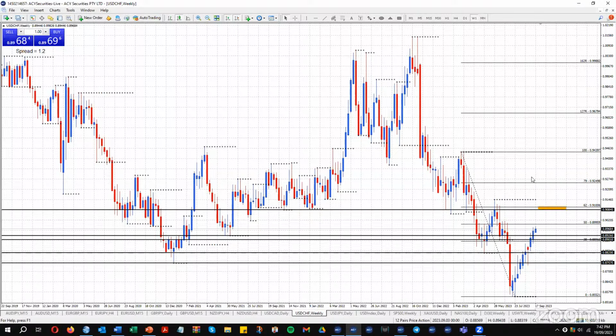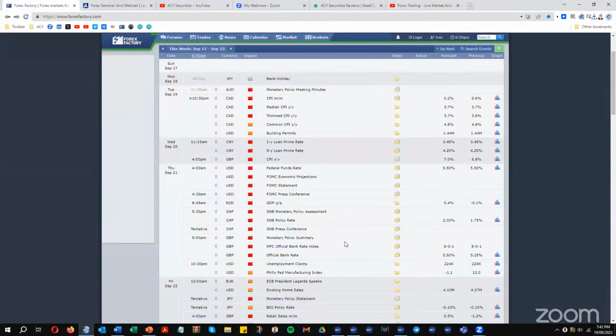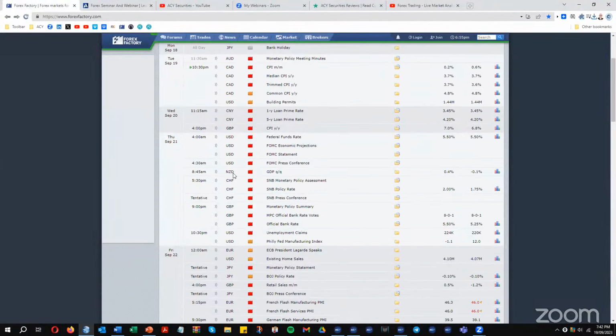Difficult to trade this pair at the moment with two interest rates coming out, Wednesday, Thursday. Is it Wednesday, Thursday? Let me just double check. I think it may be Thursday. Where's the Swiss one coming out? All right, Swiss is Thursday. So we've got two on Thursday, early morning and then early evening: US and then the Swiss.